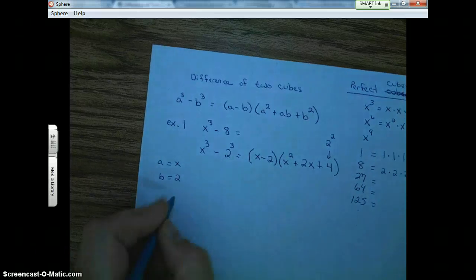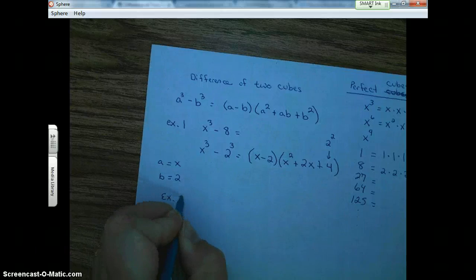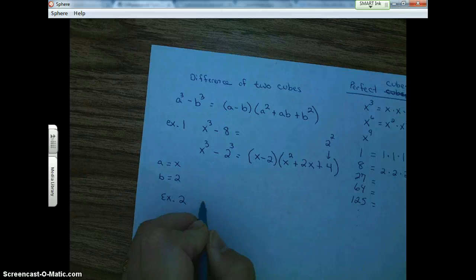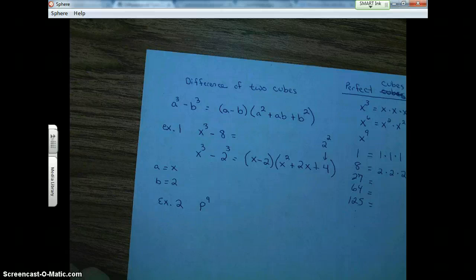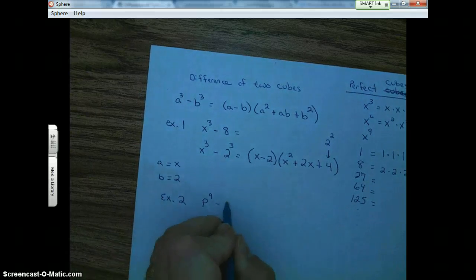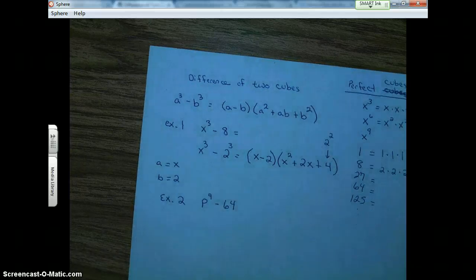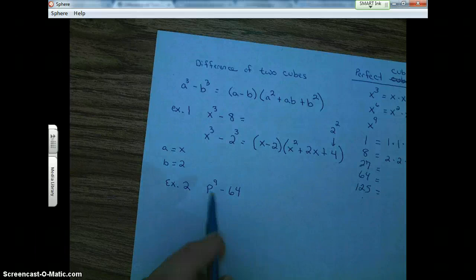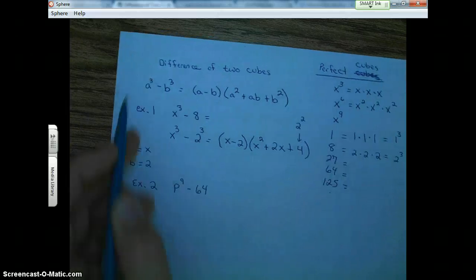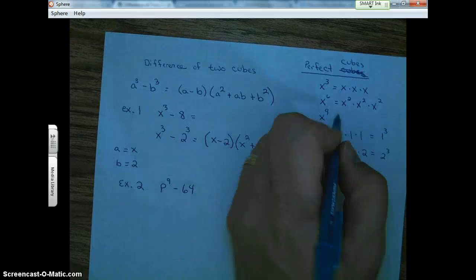Let's look at another example. Example number 2. Let's do p to the 9th. I probably shouldn't have used that because the p and the 9 look weird. But oh well. Minus 64. The first thing we want to do is we want to convert this so that it looks like something to the third power. Something to the third power. So p to the 9th.